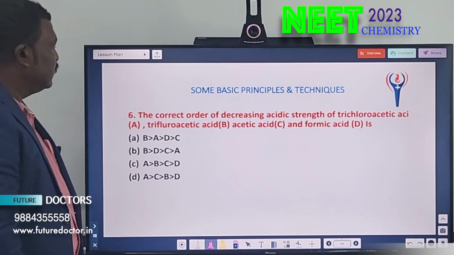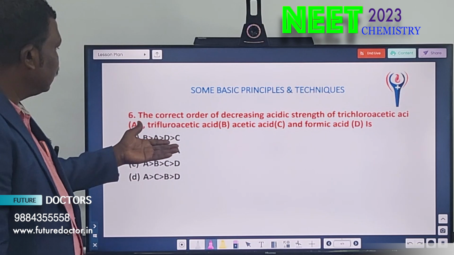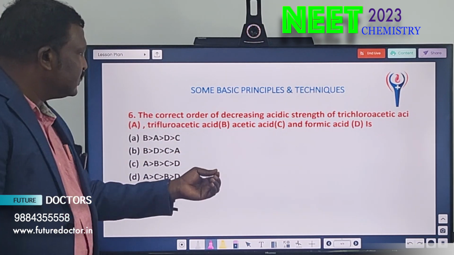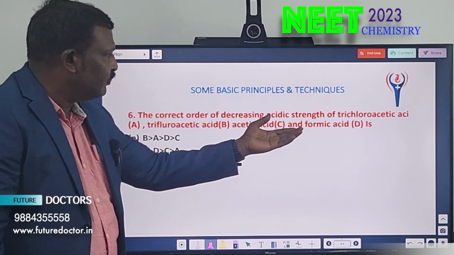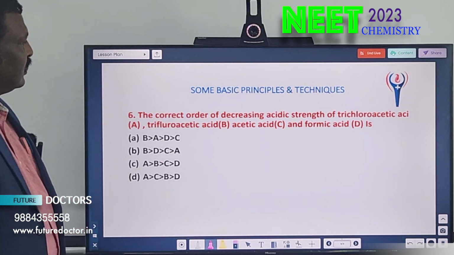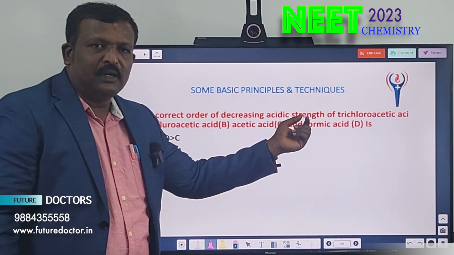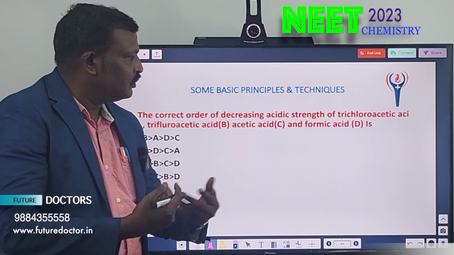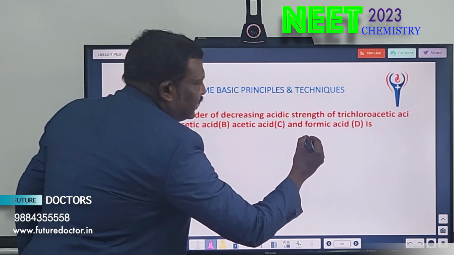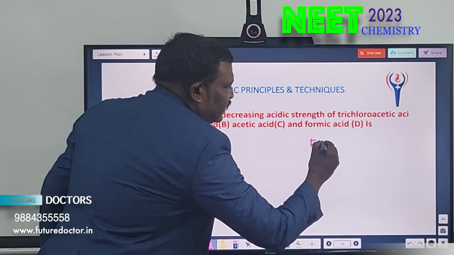Understood? Next one, the correct order of decreasing acid strength of trifluoroacetic acid, acetic acid, and formic acid. Okay, so you know that acid strength depends upon the more electron withdrawing group. So when compared, if you take halogens, who is having more tendency to withdraw electrons, means what?